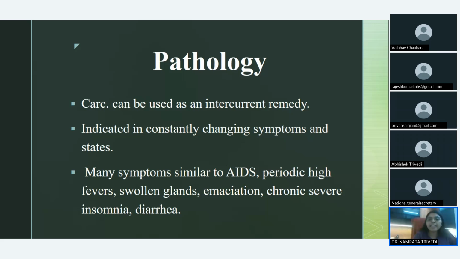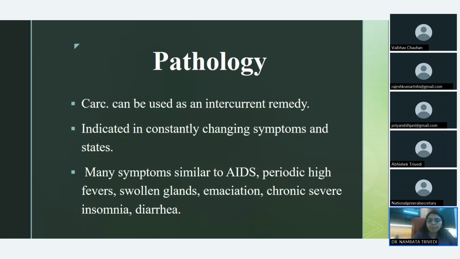Now the pathology. What type of pathology does carcinosin cover? Carcinosin can be used as an intercurrent remedy. What is the meaning of an intercurrent remedy? When we give a constitutional remedy to a patient and the action of the constitutional medicine stops, then we can give carcinosin if the symptoms match. Carcinosin is also indicated in constantly changing symptoms and states. One time the patient is very happy, another time very sad, with alternating symptoms like alternating side of pain in head pain, which is also observed in back pain.